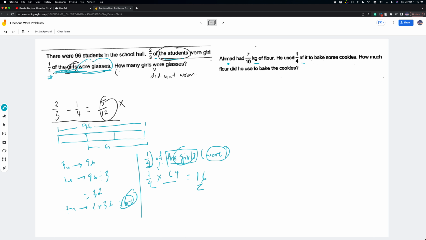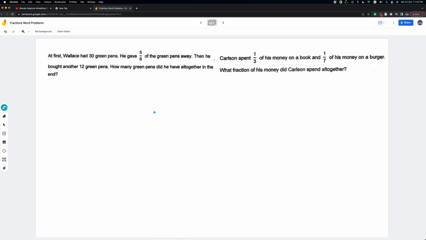Next question. Ahmad had 7/10 kg of flour. He used 1/4 of it to bake some cookies. How much flour did he use? This is a very simple question, but it's good for revision because this one has a unit, this one doesn't have a unit. So we will do English to maths. 1/4 of it, which is the flour, 7/10, to bake cookies. How much flour did he use to bake cookies? 7/40. Simple one-step solution.